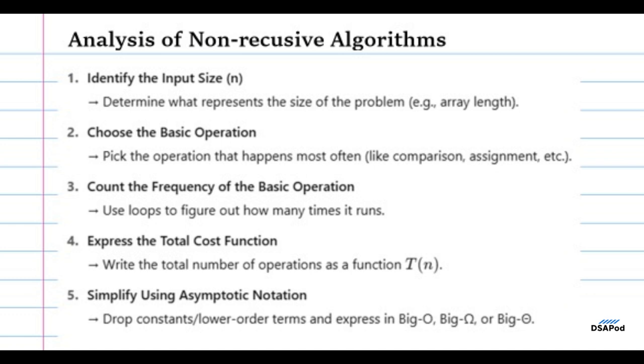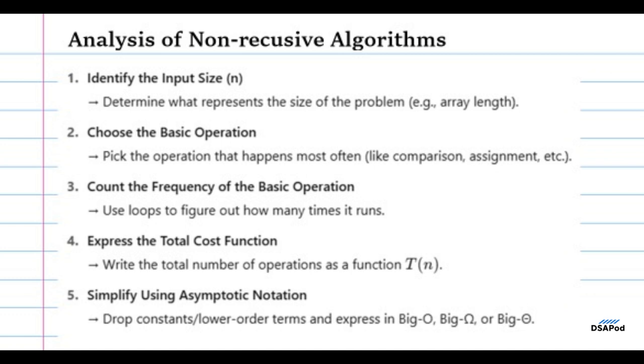You have to identify the input size, which we just call n. Think of it like the length of an array. Then, and this is key, you choose the basic operation. That's the one thing that happens over and over again, the part that really does the most work, like a comparison or an assignment.